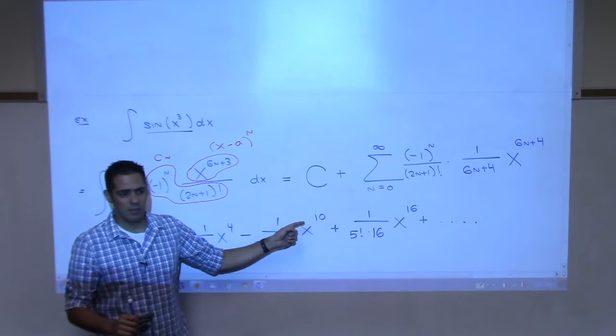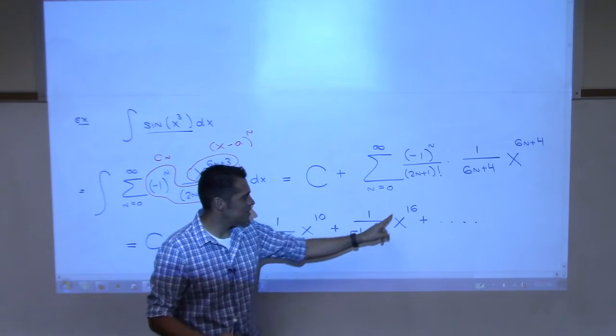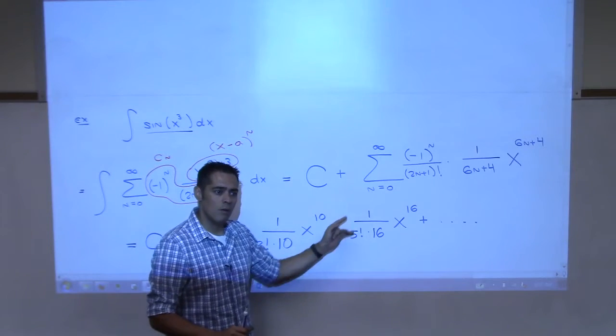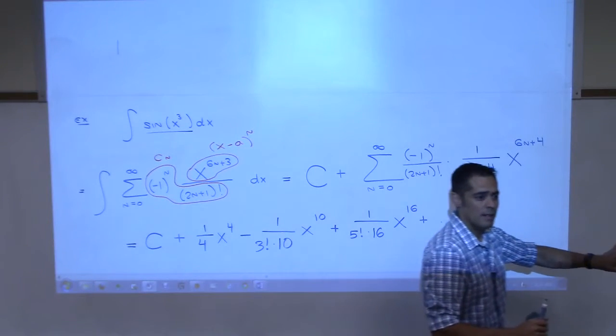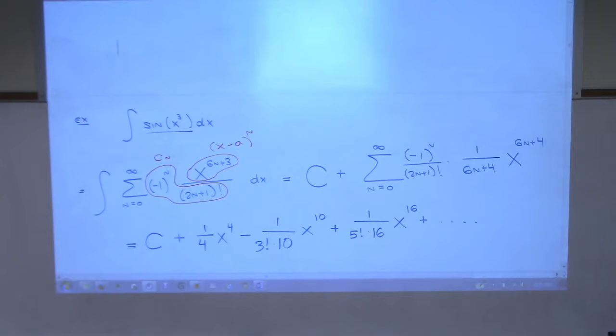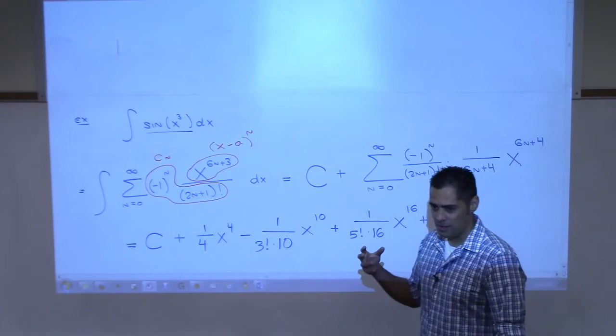Yes. And then you can keep going through this, and you'll see the 16's cancel. You have 1 over 5 factorial x to the 15th. And that matches exactly what sine x cubed is, right? That's really cool, because this allows you to integrate things without actually having to integrate them.